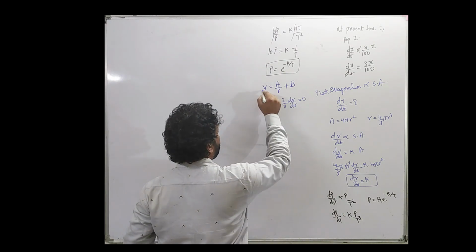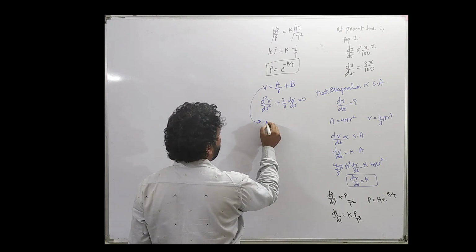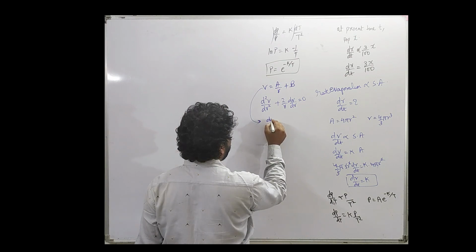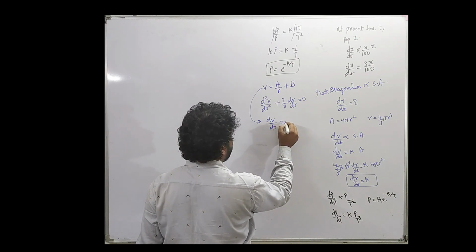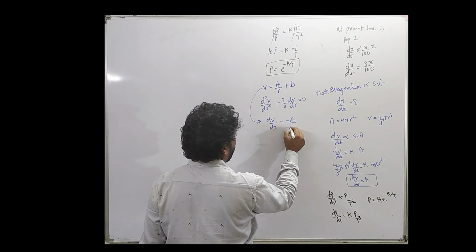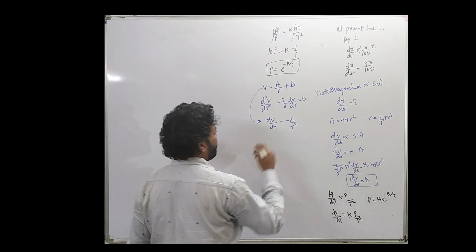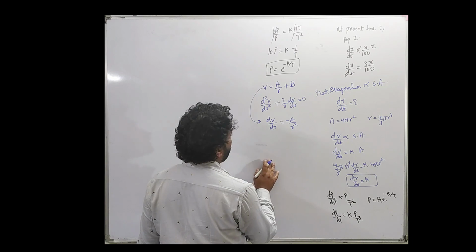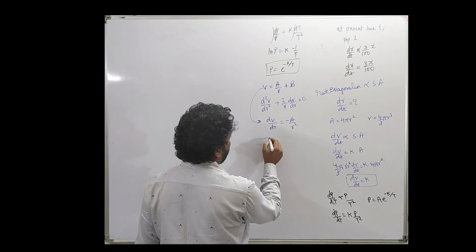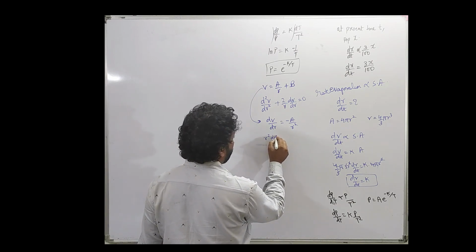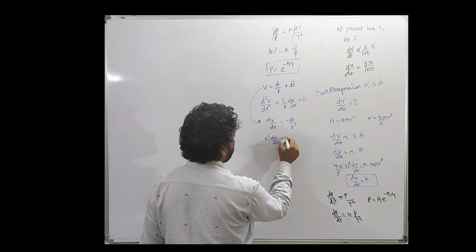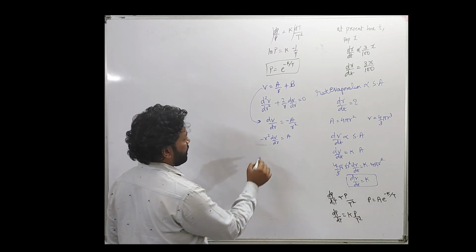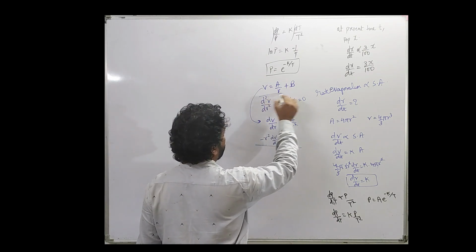So let us try to solve it, differentiating with respect to r. We have dv by dr equals minus a upon r square, and b becomes 0. Here we have r square dv by dr equals minus a, taking the minus on the other side. So this is one part of the solution.